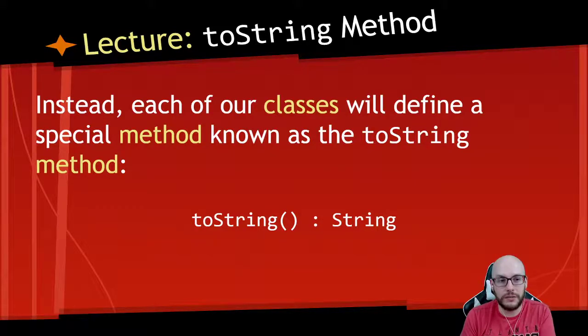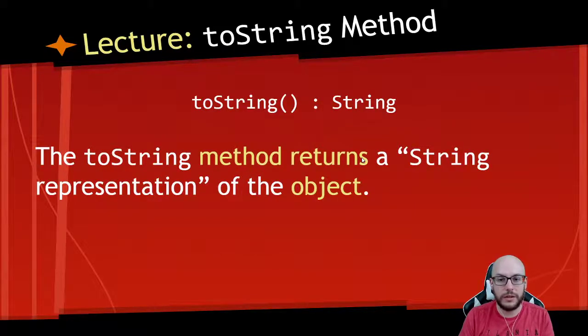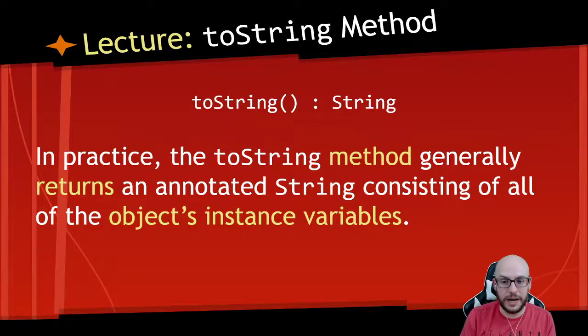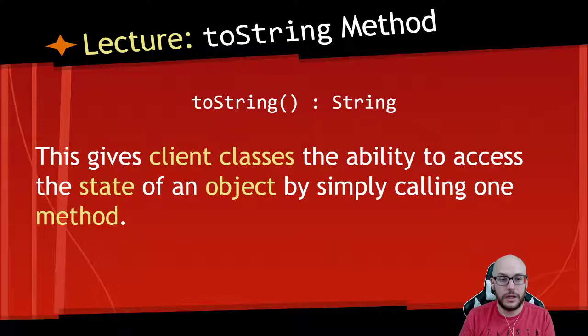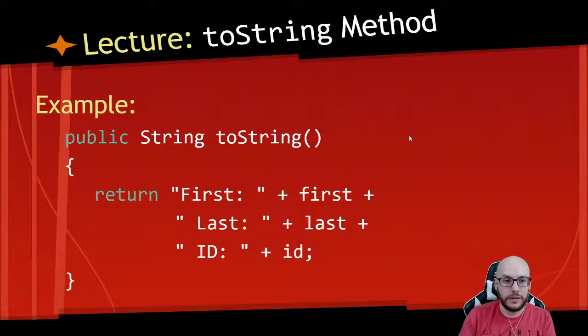This is ultimately a convention. Each of our classes will define a special method known as the toString method. ToString is going to return a string representation of our object. That's a real loose definition. What we're talking about in practice is returning the object state, that is, all of the instance variables. This is going to give client classes, like our driver, the ability to access the state of an object by simply calling one method. Here's kind of an example, right? We have public, we have a return type of string, the name of the method is toString, we're not taking in any parameters. No additional data needed to do this.